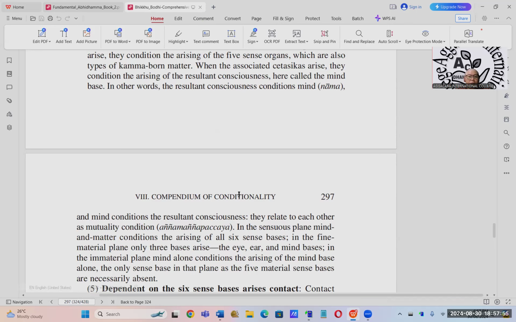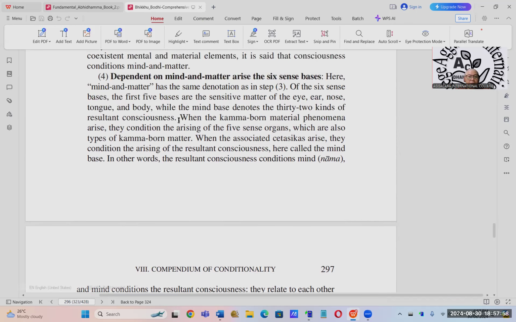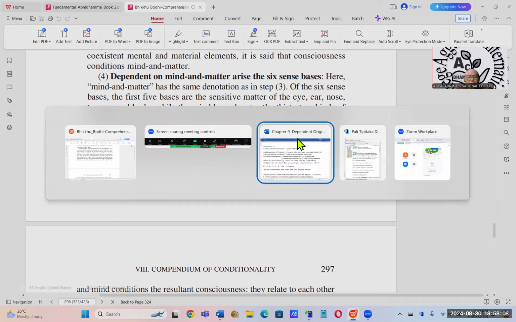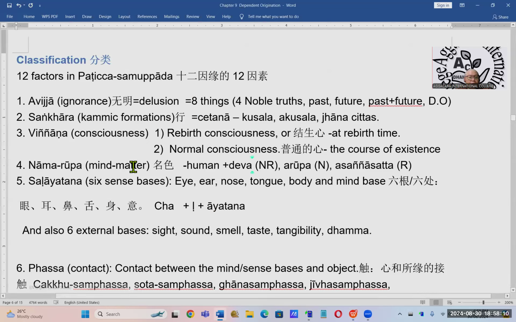Okay. So it's just trying to tell you that nama rupa pachaya salayatanam. Nama rupa condition the six sense bases, right? Here I think people are always very confused. If you have mind and matter, and then you have the six sense bases, and here there is another mind. So this mind and that mind, are they the same or not?